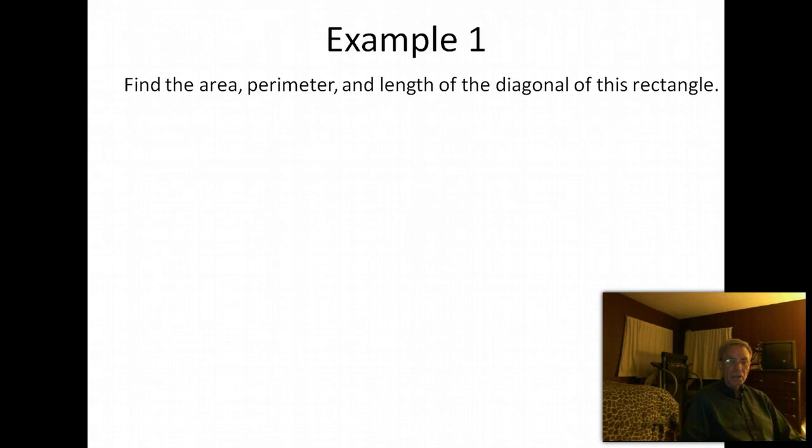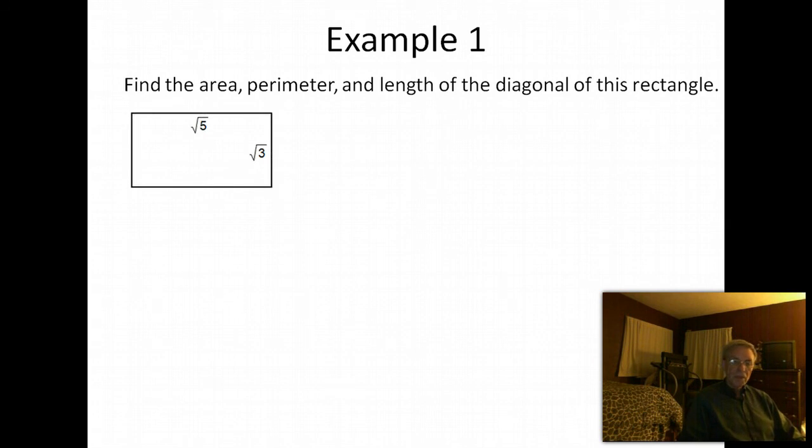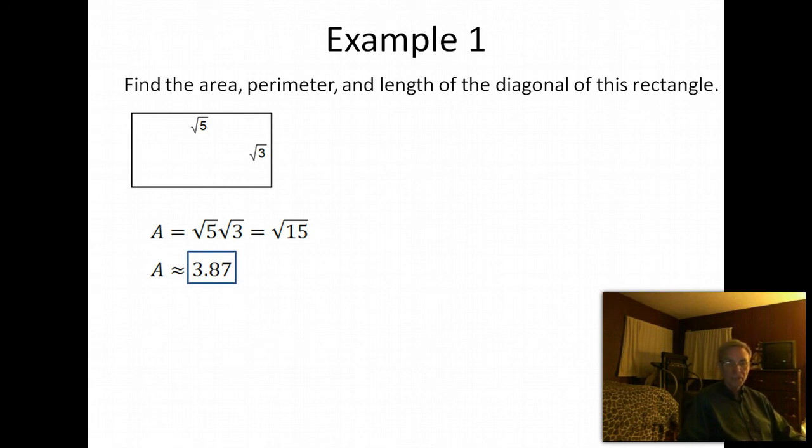Example 1. They want us to find the area, perimeter, and length of the diagonal of this rectangle. So we notice that we have a length of square root of 5 and a width of square root of 3. The first thing they want us to do is find the area. So the area is the square root of 5 times the square root of 3, which is simply the square root of 15, which in a calculator comes out to approximately 3.87.